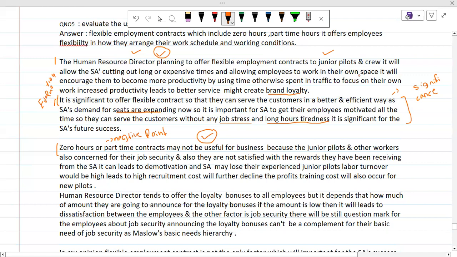We will discuss the other evaluation points also, but in this specific question, I chose to write the significance of flexible employment contracts. Here you can see that I built a chain of analysis. But in evaluation, I try to positively argue about this point. So I'm writing why this flexible employment contract is so important for SA's future growth. This is also a way to write the evaluation point. There are so many ways, but one of them is significance.